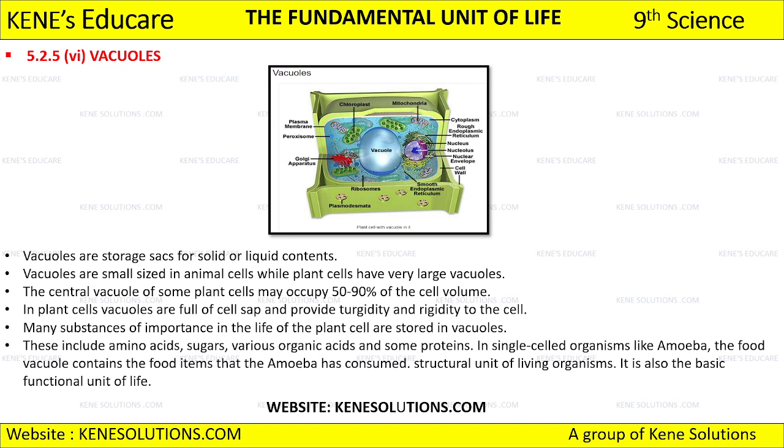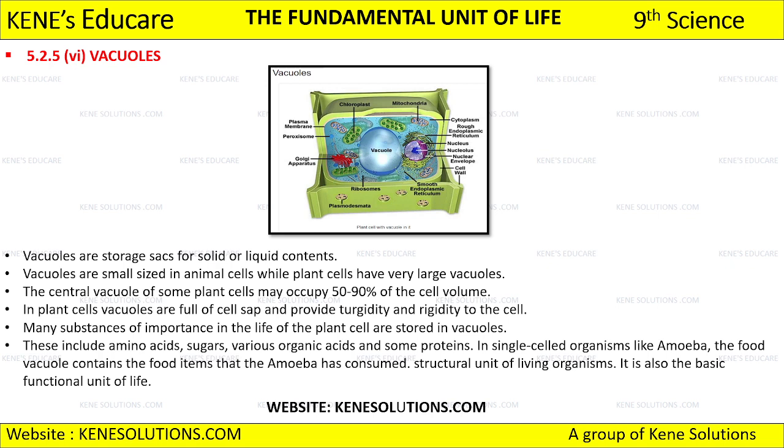What are they? They are storage sacs of solid or liquid contents. Vacuoles are small in animals, while plants have very large vacuoles. So remember this: plants have a large vacuole, whereas animals have a small vacuole. The central vacuole of some plant cells occupies 50 to 90% of the cell volume. What do they occupy? 50 to 90% of the cell volume. In plant cells, vacuoles are full of cell sap and they provide turgidity and rigidity to the cell. Okay, what do they provide?